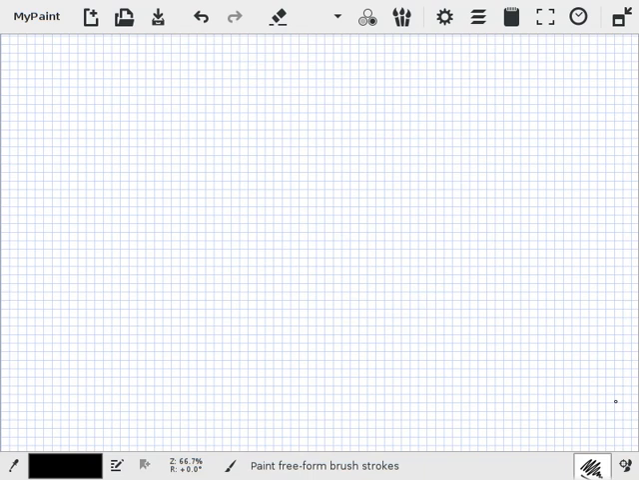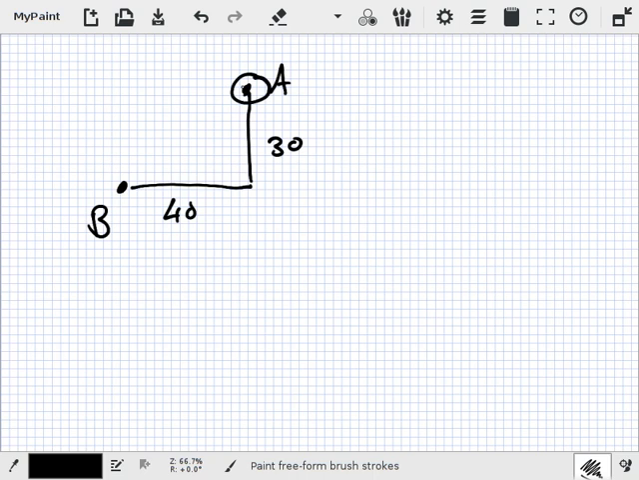Ship A is 40 kilometers east of ship B and also 30 kilometers north of ship B. So if there's ship B, ship A is out here, it is 40 east and 30 north. Ship A is not moving. Ship B heads northeast. So it's heading at 45 degrees. That's what northeast means.